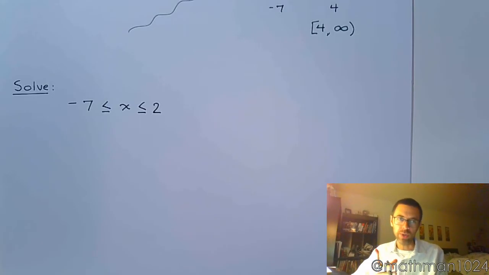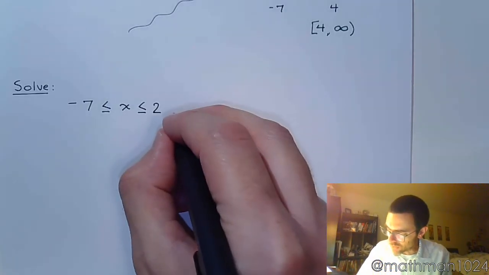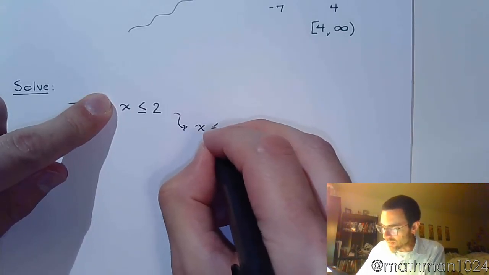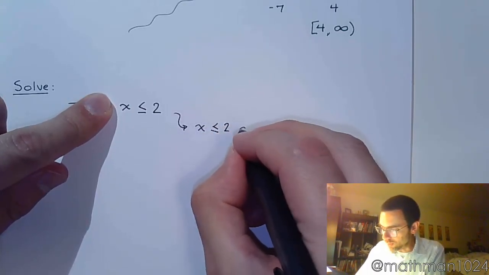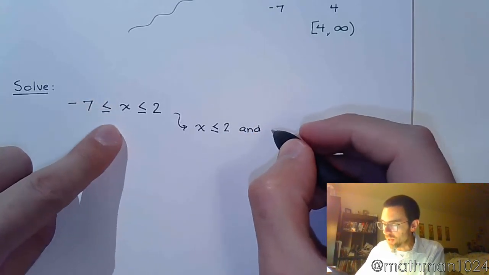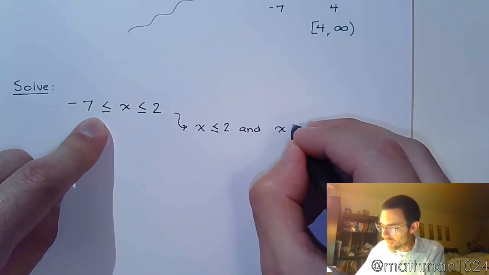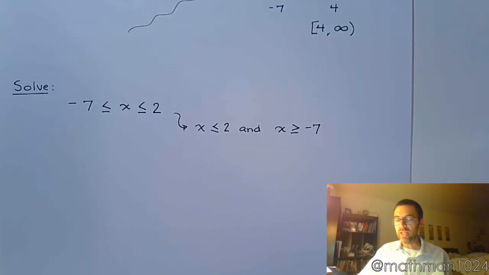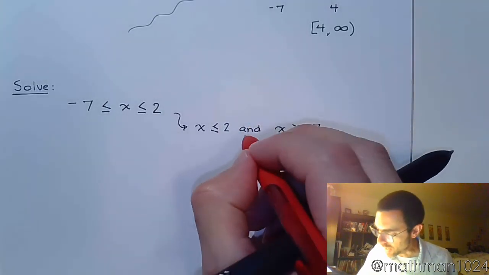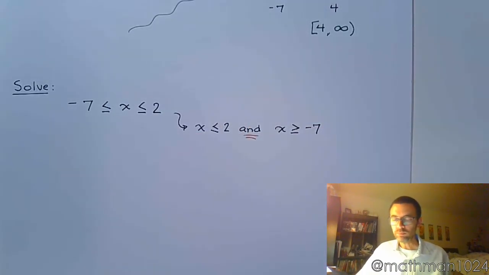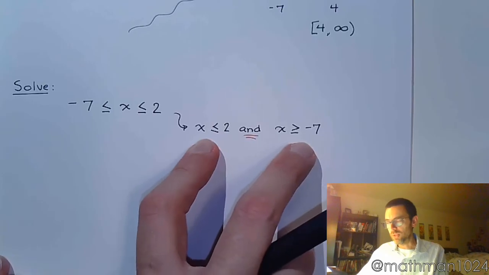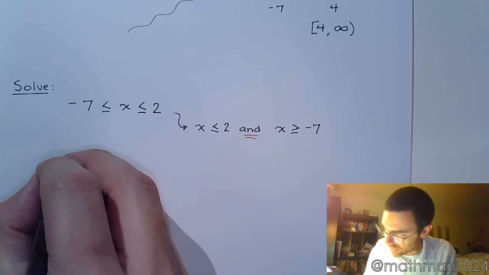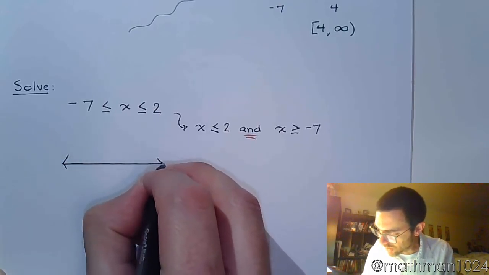There's an easy way and a hard way to do this. The hard way is to actually break this up and say that this is x is less than or equal to 2. And the other part here that says x is greater than or equal to -7. So it's really an understood intersection. We don't say the word "and," but it's understood to mean that. So you can do this, and you can see where the intersection is, but really the easier way to do this is to go straight to the number line.